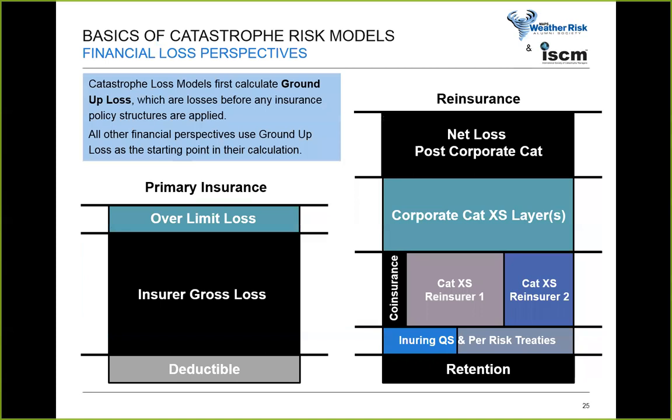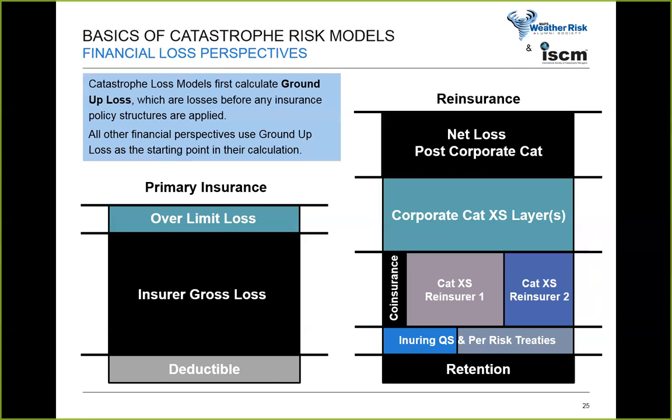So all cat loss models first calculate a financial perspective that we call ground up loss, which are losses that are applied before any insurance or reinsurance structures are applied. So if you look at the primary insurance example on the left, you can think of this as a bucket. You can pour losses in, and as it goes up, it goes through different layers where different people are covering that loss. So say a loss got all the way up to the top line on primary insurance, the ground up loss would be the sum all the way through from zero all the way up to that loss.